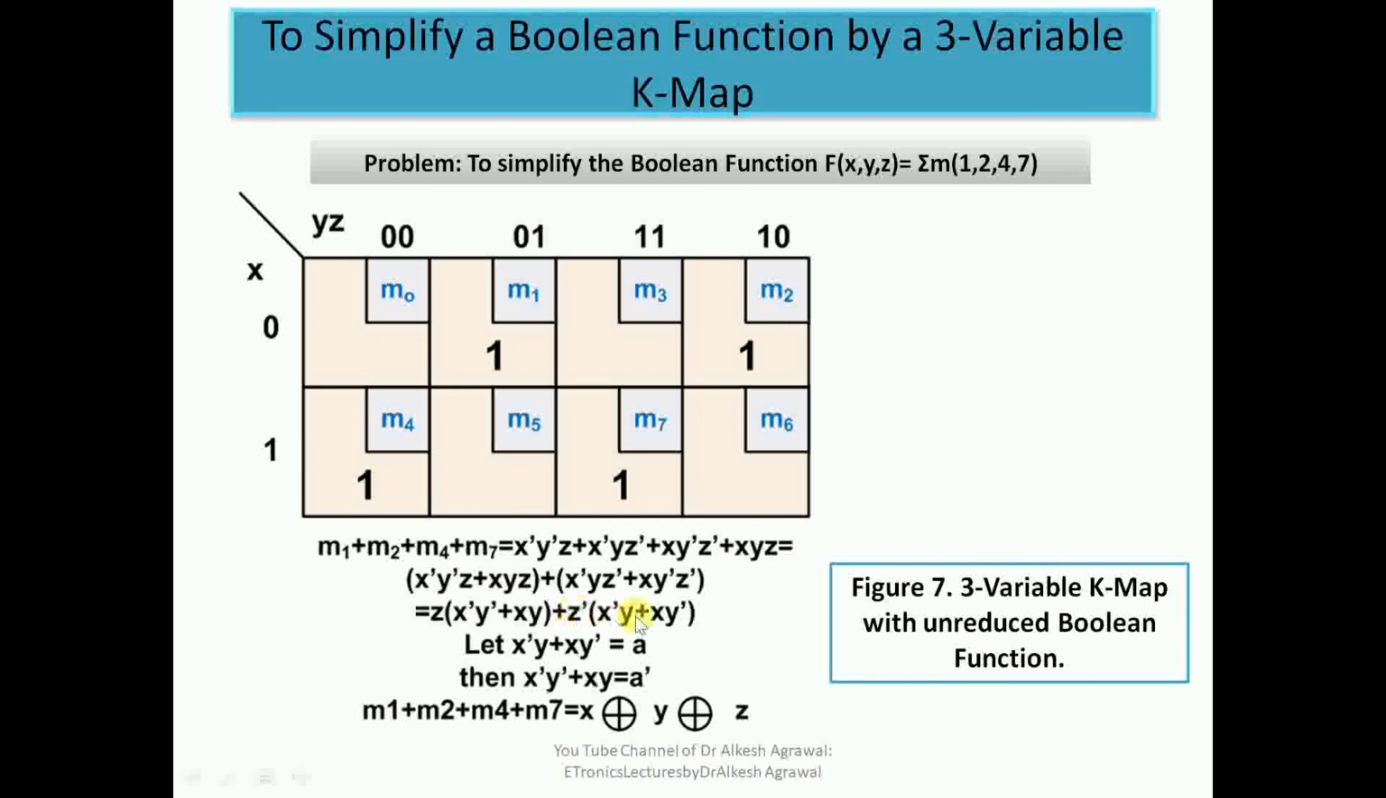xy bar. Now if you assume this expression x bar y or xy bar as a, then this is the reverse of a, that is a bar. So now we have z a bar or z bar a, that is exclusive or. So x bar y or x y bar is x exclusive or y, and that is exclusively ored with z. So finally what we get is x exclusive or y exclusive or z. So this is a special kind of K map.